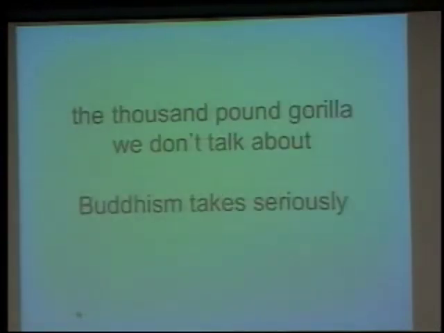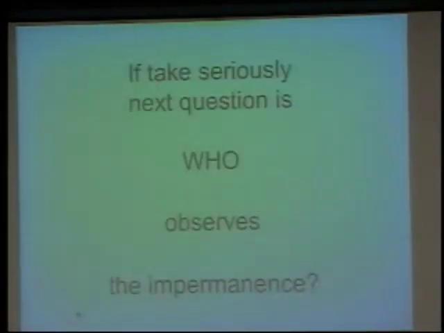But this is the 1,000-pound gorilla in the room that we don't talk about. It's kind of, oh yeah, impermanence. Well, okay, we'll talk about what structures there are that let us know things. Buddhism takes it seriously. And once you take it seriously, you have another problem. Who is observing the impermanence? Right? Who's the me? I mean, if it's one thing, another thing, how do I know?